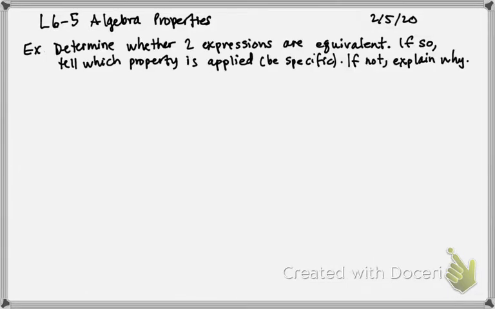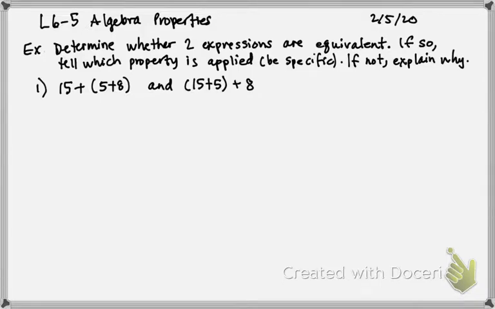Okay, so our directions say determine whether two expressions are equivalent. If so, tell which property is applied. Be specific. That means tell me if it's a property of addition or a property of multiplication. If not, explain why. All right, so first example. We have 15 plus the quantity 5 plus 8, and we have the quantity 15 plus 5 plus 8.